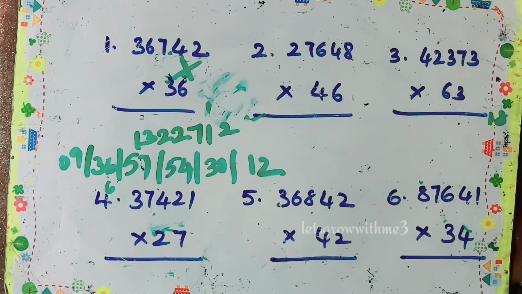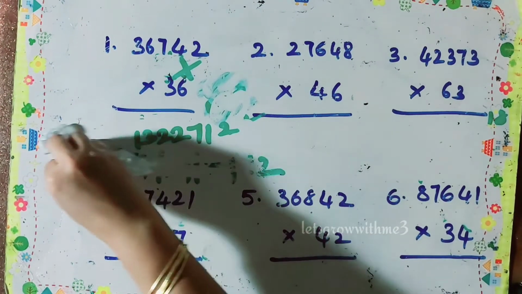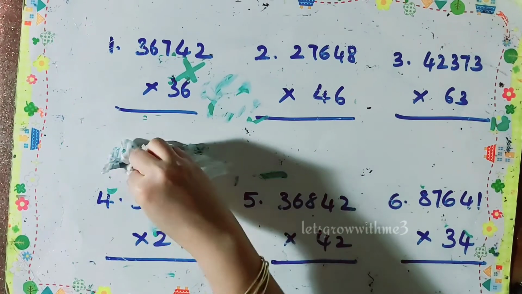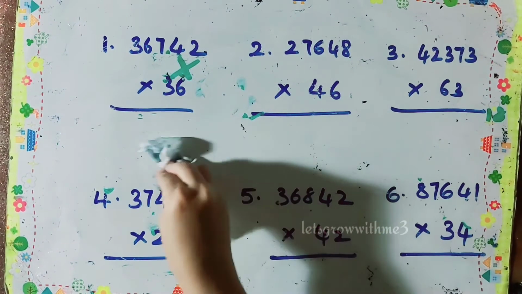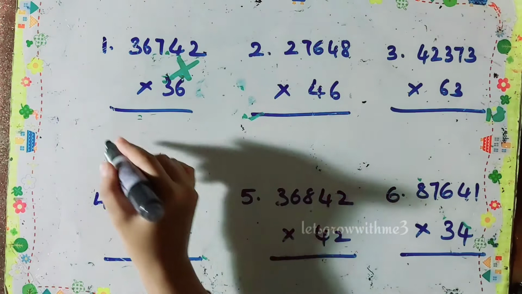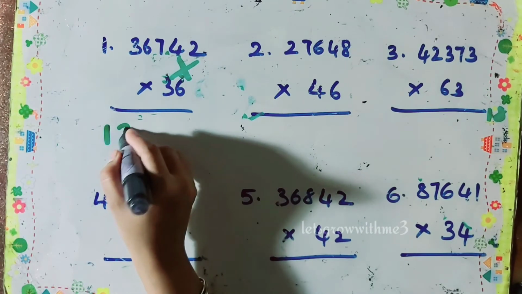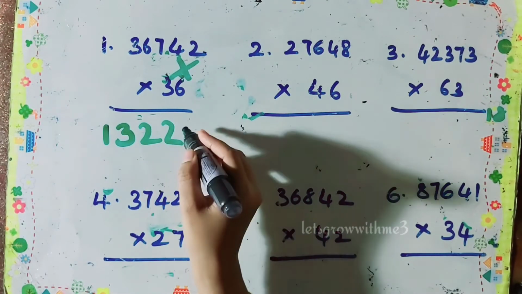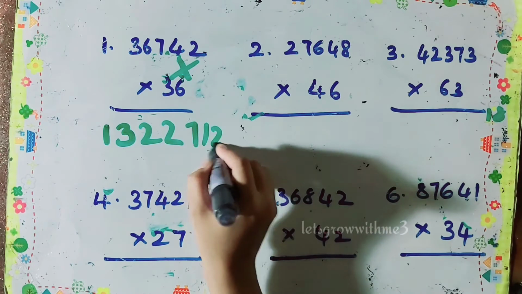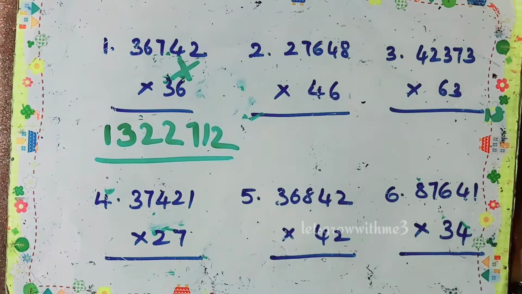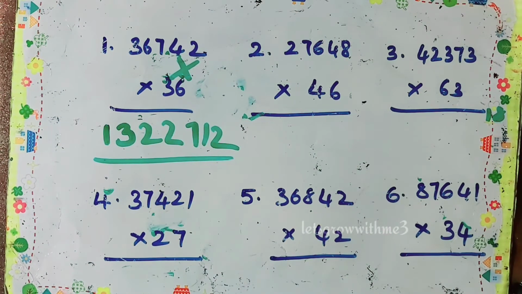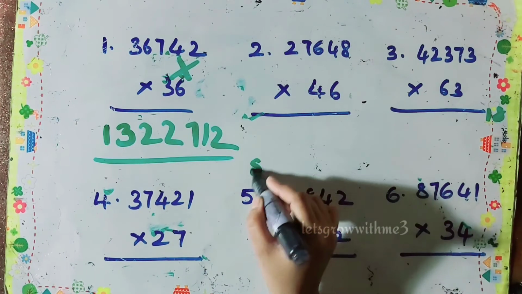Let's do the next question. 276,048 times 46. I want to clear out all the mess, then I'll write down the answer. 1322712. Now let's do the next question.